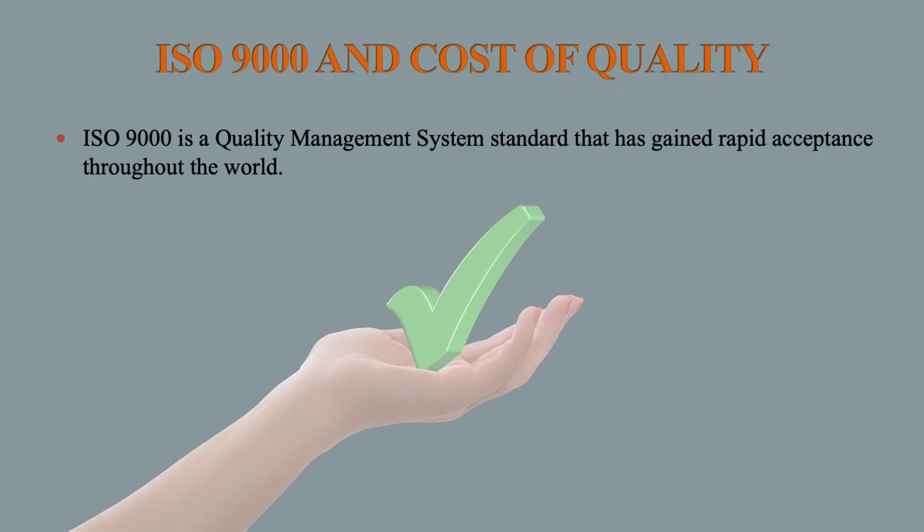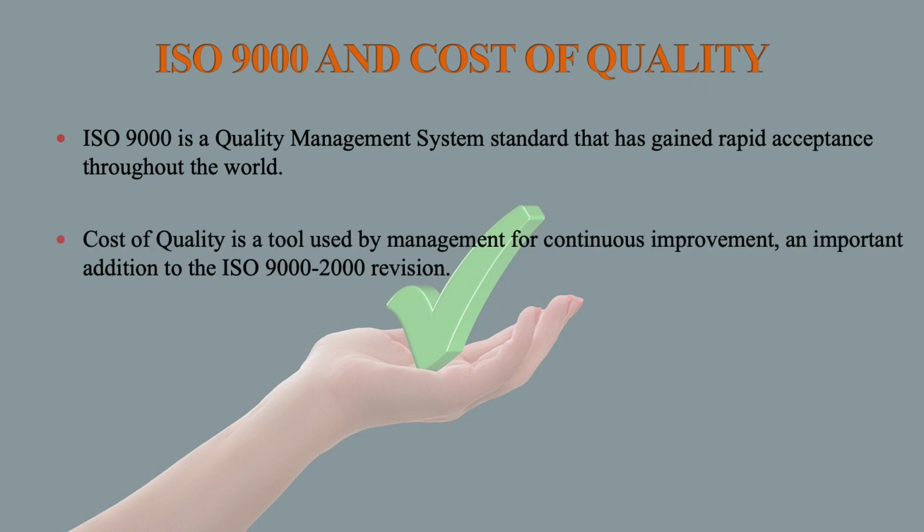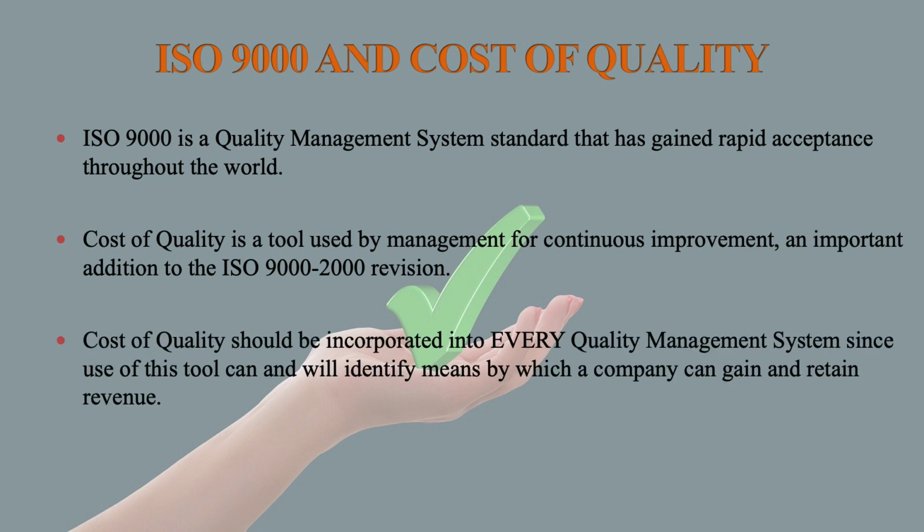Then ISO 9000 and cost of quality. ISO 9000 is a quality management system standard that has gained rapid acceptance throughout the world. Cost of quality is a tool used by management for continuous improvement, an important addition to the ISO 9000:2000 revision. The cost of quality should be incorporated into every quality management system, since use of this tool can and will identify means by which a company can gain and retain revenues.